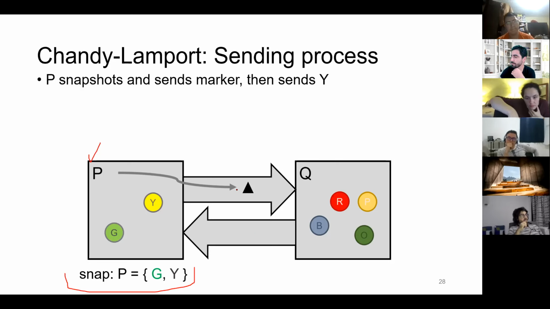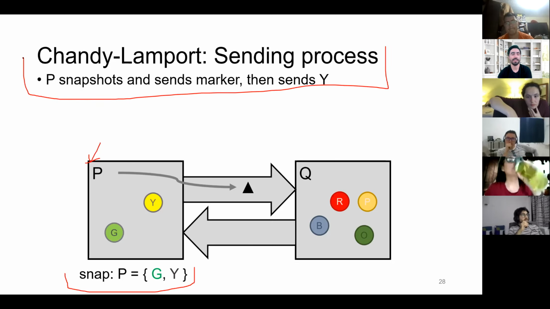Is the marker part of the snapshot? The marker is a message, right? So basically, the idea is you take the snapshot, you send the marker. You don't need to do anything with the channels for now. The sending process is simple.